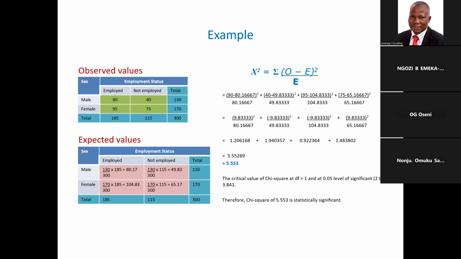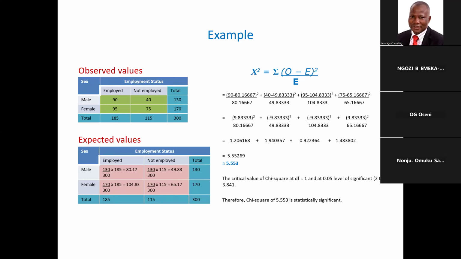If you calculate the percentage of male and female employed and not employed from the expected values, you see that it's the same. The percentage of male not employed is the same as female not employed. The percentage of male employed is the same as female employed. That's the logic behind the expected value.